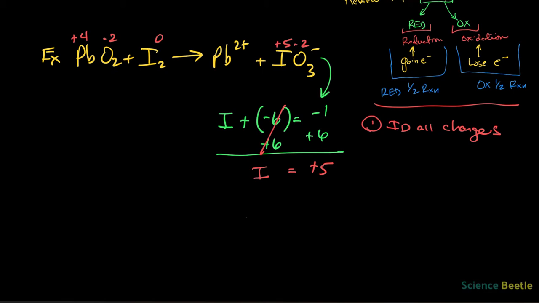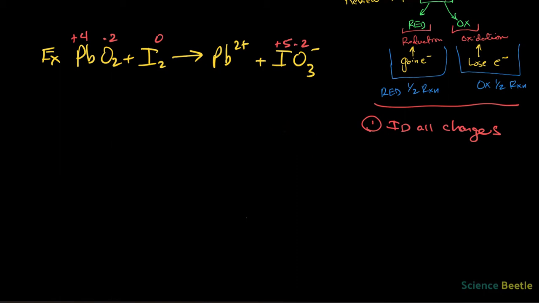Let me go ahead and erase it. We don't need all this work, so let's go ahead and erase that, get it out of the way, and let's continue on. So that's the first step. Now you've got the charge of everything, so the next thing you're going to do is check to see what charge changes on each individual atom. So you want to go atom by atom, and we're going to go from the left-hand side.